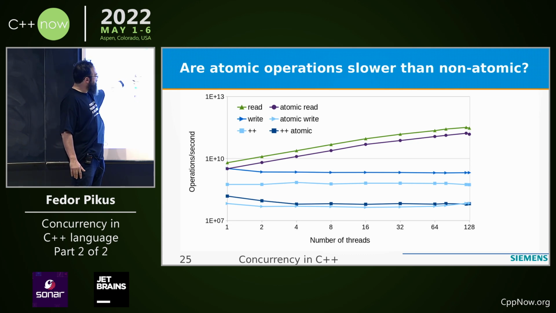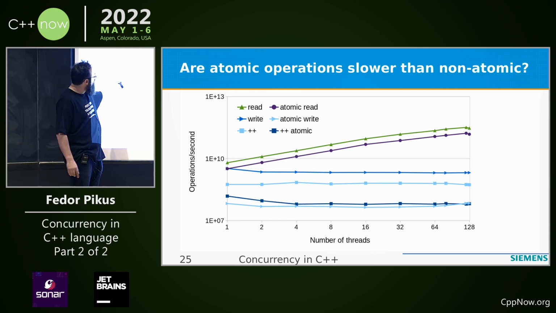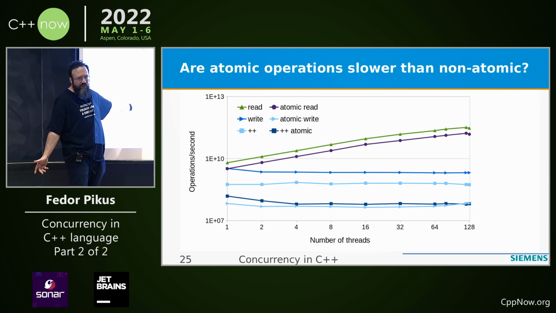Atomic reads and non-atomic reads, this is done on an x86 machine, an x86 CPU with lots of cores on it. So they are fast and scalable. The writes are not scalable.